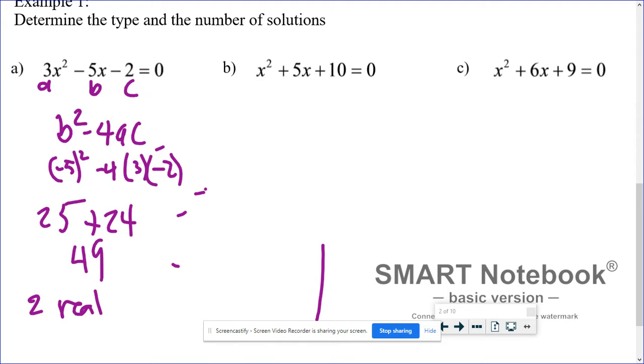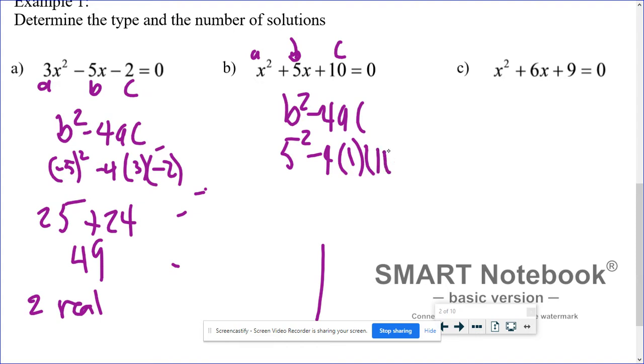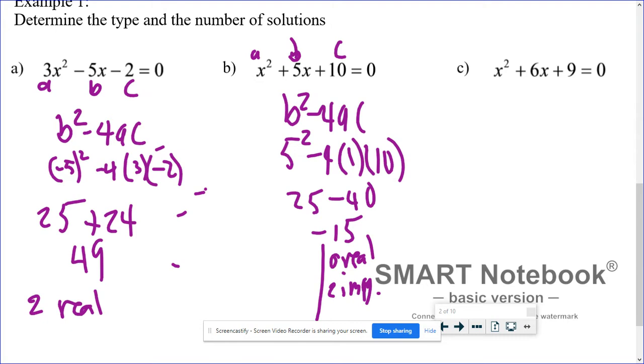Next, x squared plus 5x plus 10. Substitute the numbers in just the same. Remember, a is 1, b is 5, c is 10. So b squared is 5 squared minus 4 times 1 times 10. You end up with 25 minus 40, which is -15. -15 is a negative number, so there are 0 real and 2 imaginary solutions. I'm going to pause it, you try C on your own, and then we'll compare answers.